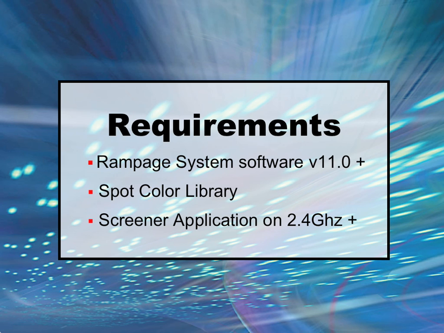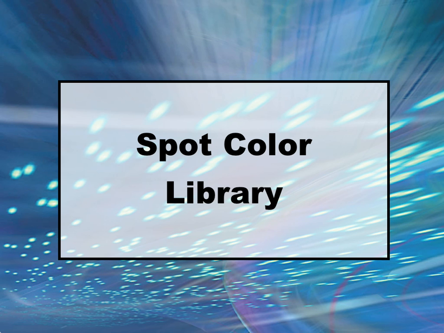The requirements for Rip Data Transform are Rampage System Software version 11.0 or greater, a spot color library to convert colors using LAB values, and a Screener application on a 2.4 GHz processor or better. Create spot color libraries, if not already created, to be used in the data transformation. The spot color library can be used to convert a spot color to process without re-ripping the file.